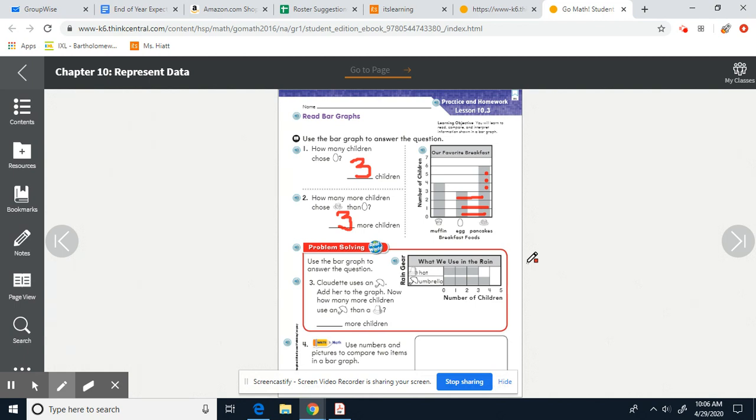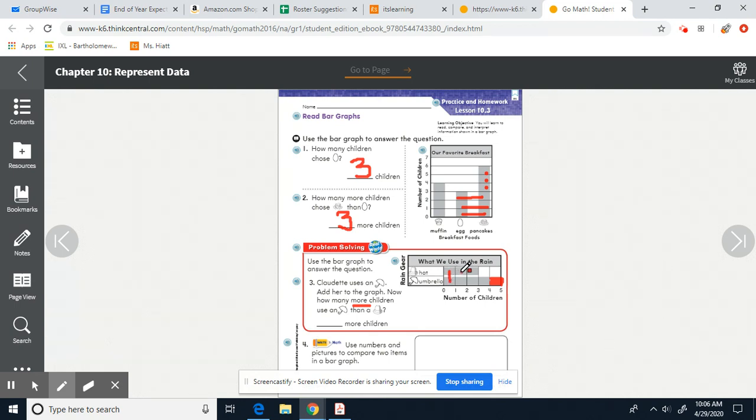Okay, so what they've done is they've given us the graph, but they gave us more information. We have to add it to the graph. So they're saying Claudette uses an umbrella, and she's not on here yet, so we have to add it. So we've already got 4 people who use an umbrella, so we have to add Claudette's umbrella down here. Okay, so now my graph shows 5 umbrellas. And then it asks the hard question, how many more children use an umbrella than a hat?